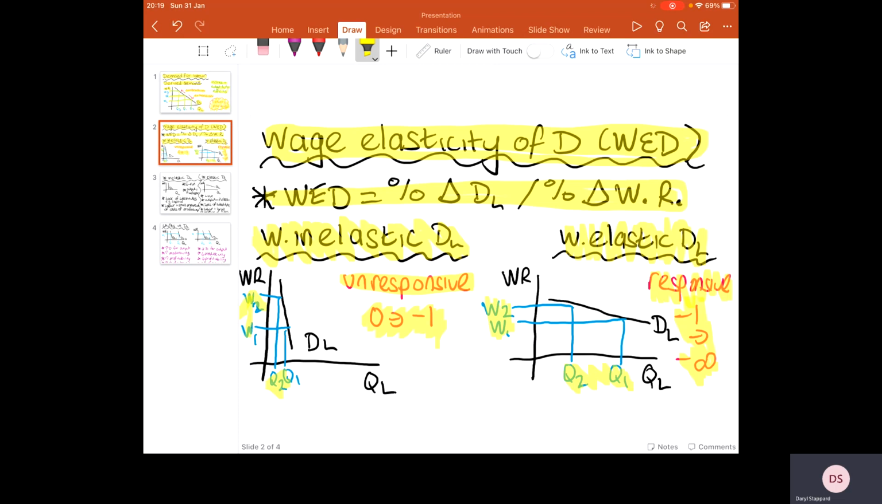So what this now means is, let me rephrase that. The percentage fall in demand for labour exceeds the percentage increase in wage rates. Let me clarify that again. The percentage change in demand for labour would exceed the percentage change in the wage rate. So this time we would get a really, really significant contraction in the demand for labour.